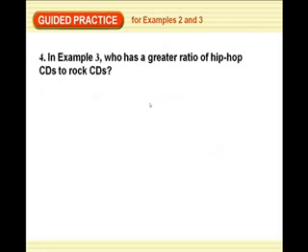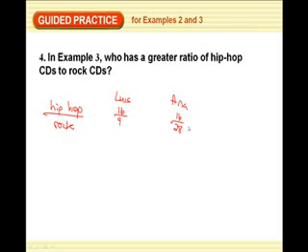Who has the greater ratio of hip hop to rock? Oh my goodness, how many of these are going to make us do? Okay, so hip hop to rock. That's my little note so I remember. Luis. Hip hop for Luis is 16 and rock is 9, and those do not reduce. Anna, hip hop is 16 to rock, which was 28.